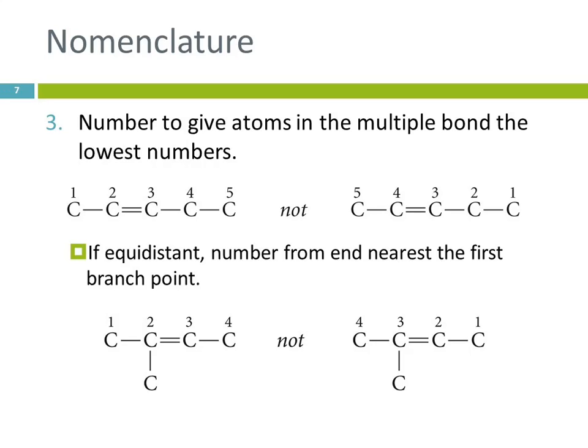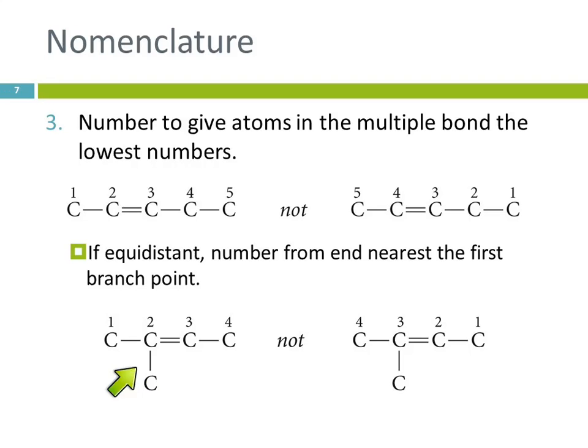And we're looking at the first carbon of the double bond. So numbering here, 1, 2, 3, 4, 5, this double bond starts at carbon 2. If we number from the other end, the double bond starts at carbon 3. And so we will choose this one instead.